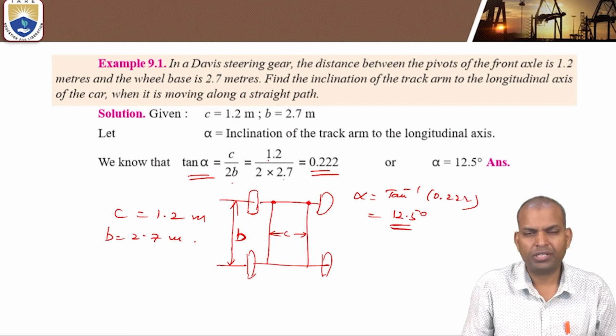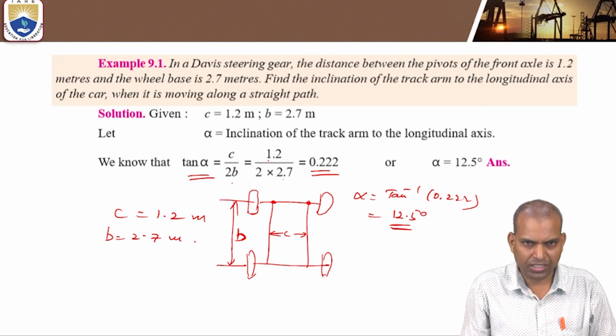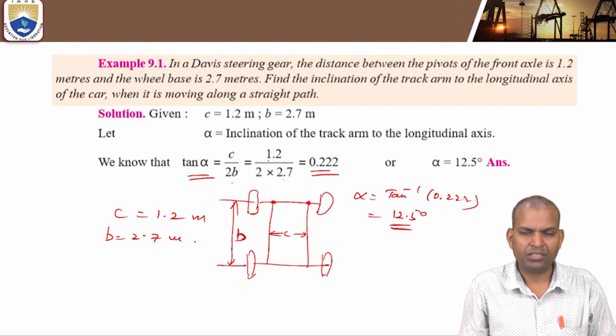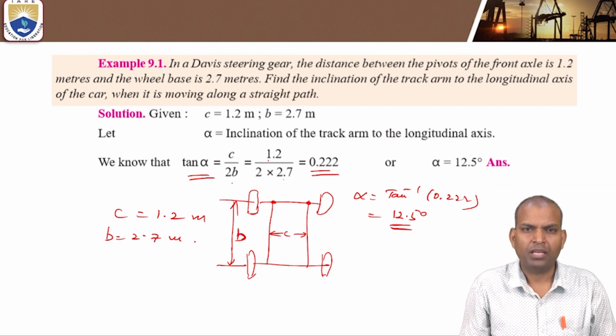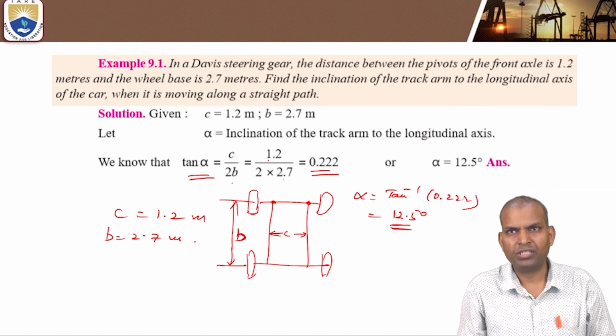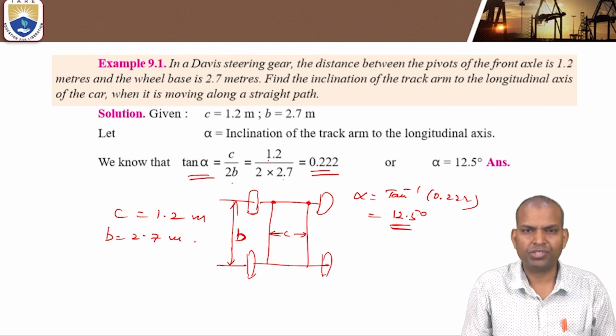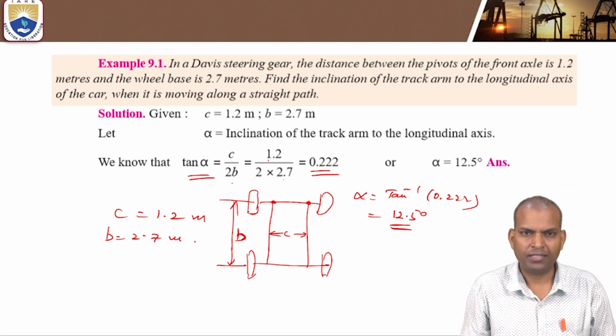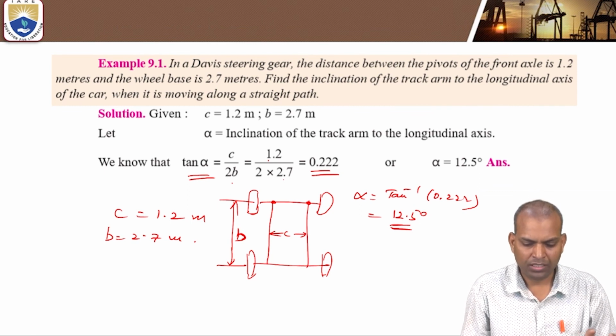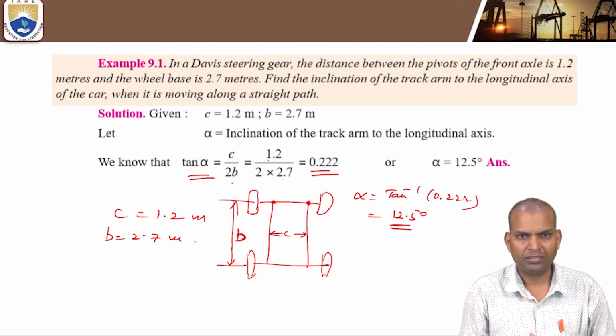In this class, we studied what the condition for correct steering is and what the Davis steering gear mechanism is. And one more thing is how the Davis steering gear mechanism has limitations, such that it is outdated right now, and how to find the inclination of the track arm with respect to the longitudinal axis of the car, which we found.